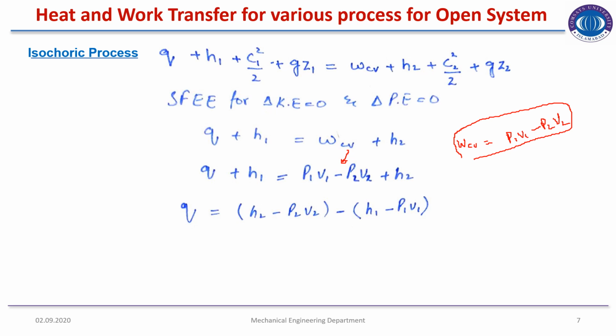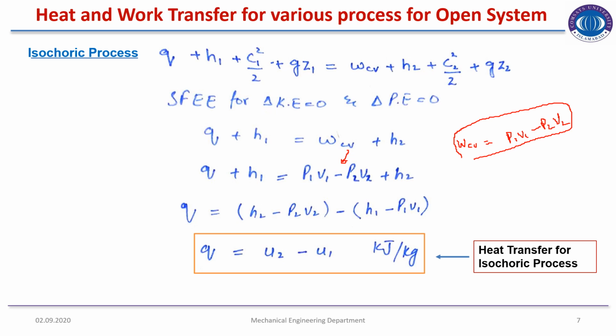So Q is equal to, we move the H1 term to the right hand side and separate the inlet and exit properties. Here we know that H is equal to U plus PV, which means U is equal to H minus PV. We have utilized this relation and converted the enthalpy and pressure volume terms into the internal energy. So heat transfer in the isochoric process for an open system is equal to the change in the internal energy.